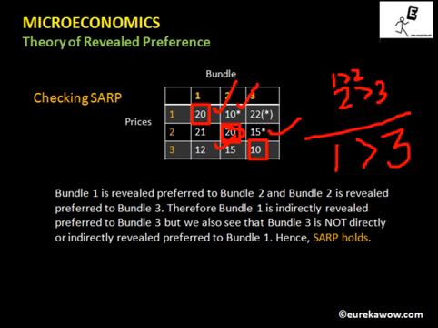So let's see if 3 is indirectly revealed preferred to 1. Clearly, 3 is not directly revealed preferred to 2 or 1. As a result, the bundle 3 is not indirectly revealed preferred to 1. So in this case, we see that the bundle 1 is indirectly revealed preferred to bundle 3, but the bundle 3 is not indirectly revealed preferred to bundle 1, and hence in this case SARP holds.